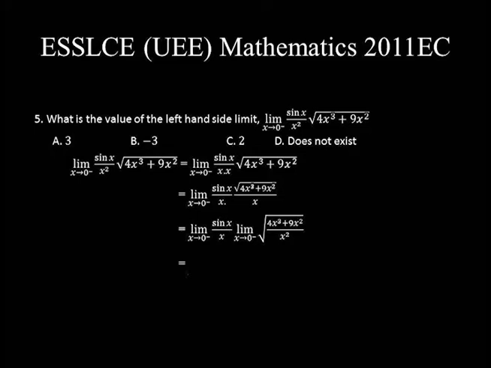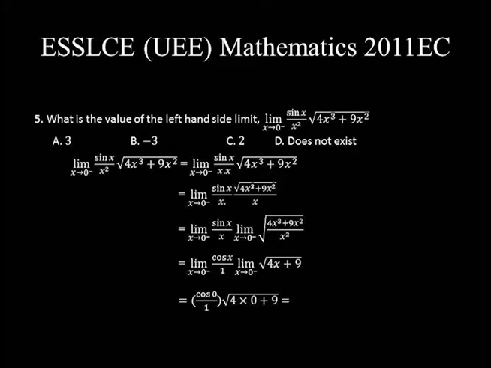Thus, the limit of sin x over x becomes the limit of the derivative of sin x, which is cos x, divided by the derivative of x, which is 1, times the limit of the square root of 4x cubed divided by x squared, which is 4x, plus 9x squared divided by x squared, which is 9. So at this stage, it's possible to substitute 0 for x because both functions are defined at x equal to 0.